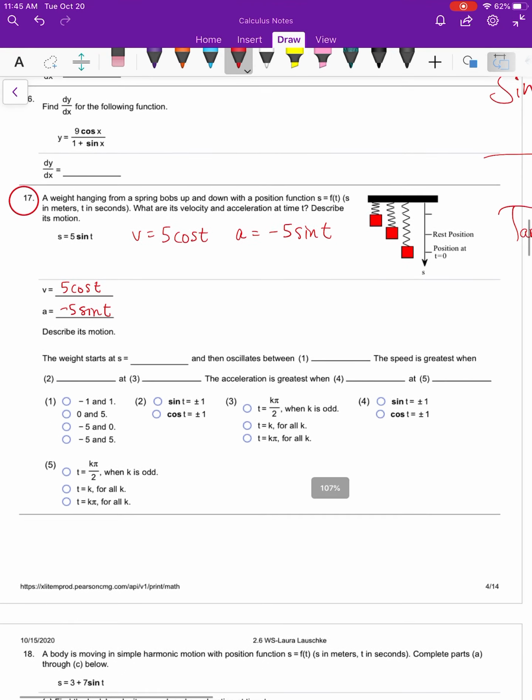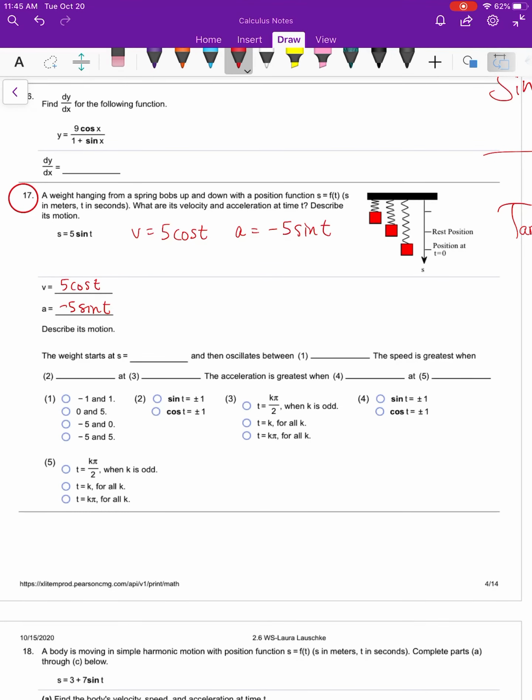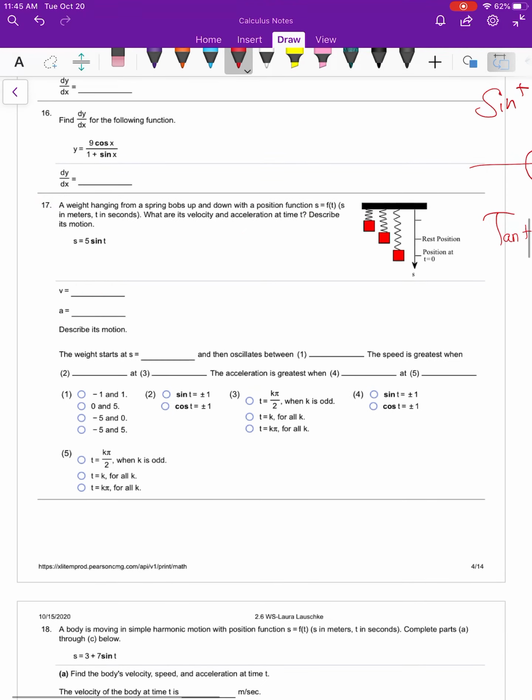Describe its motion. So it starts at what? At t equals 0, it's going to start at 0, okay? And then oscillates between what and what? Well, it's going to oscillate between, because look, this is its position, 5 and negative 5, or negative 5 and 5, however you want to say it.